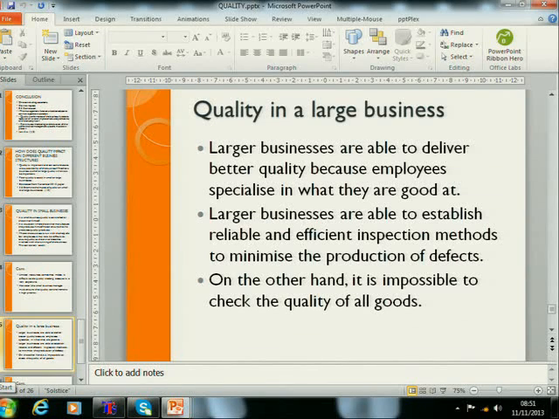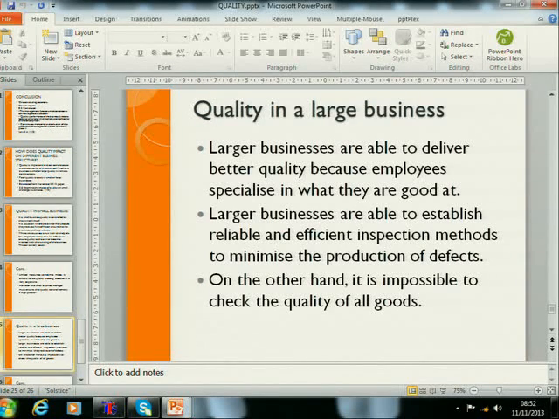Now, in the large business, larger businesses are able to deliver better quality because employees specialize in what they do. Remember, specialization makes it easier for them to deliver better quality because every person just does one job that he's fully aware of, that he's an expert in. Larger businesses are able to establish reliable and efficient inspection methods to minimize the production of defects. They've got inspection methods. They've got the systems in place that they can make use of to detect the quality of the product. As a result, production of defects is minimized to a very large extent.